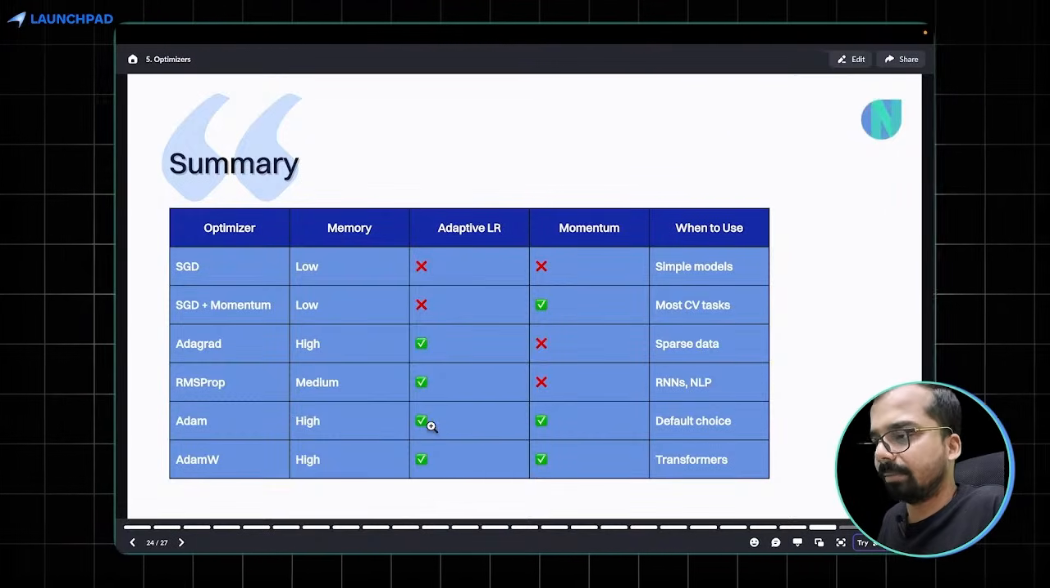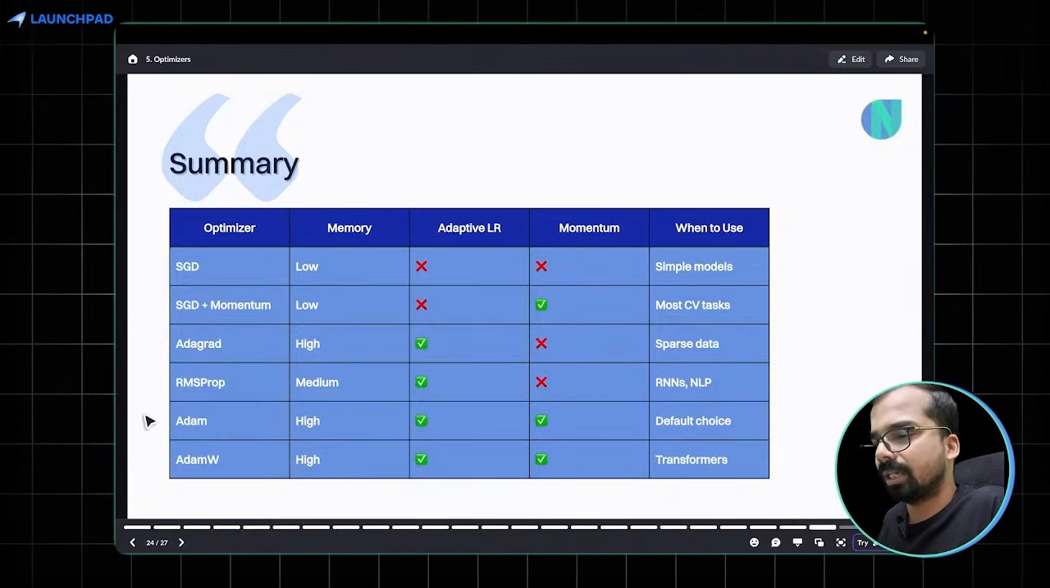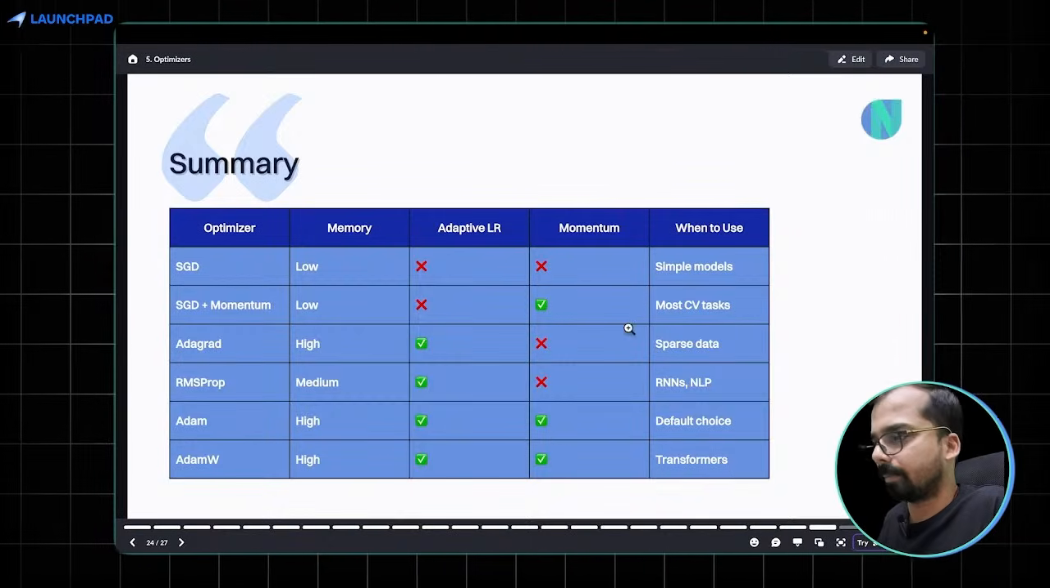It supports adaptive learning rate and it also supports momentum, and it is the default choice. And AdamW is actually more common in the transformers part.